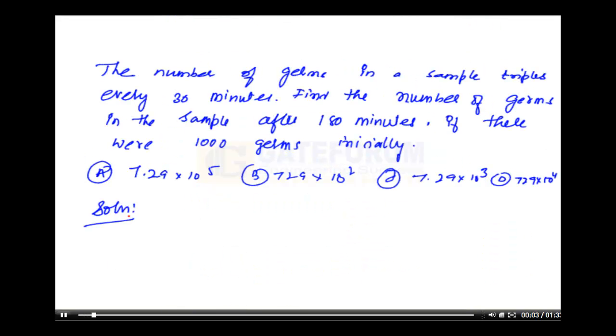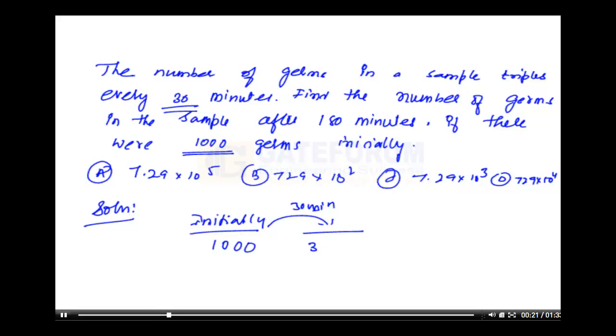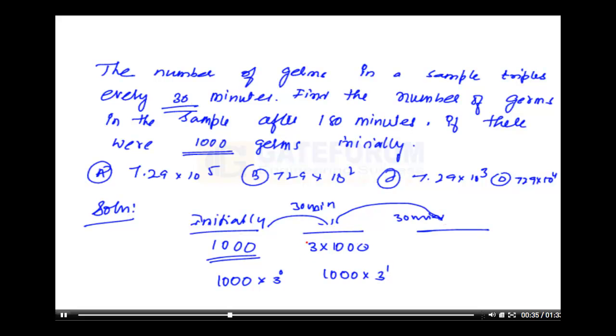In a sample of certain germs, initially there were 1000 germs. Now, after every 30 minutes, they are tripled. So, initially in this sample, there were 1000 germs. After 30 minutes, they will triple. That will be 3 into 1000. Now, can we write this 1000 as 1000 into 3 power 0? Now, this can be written as 1000 into 3 power 1. Now, after the next 30 minutes, the number of germs will be 3 into the previous term, that is 3 square into 1000. Now, clearly we can see that this is forming a geometric progression.